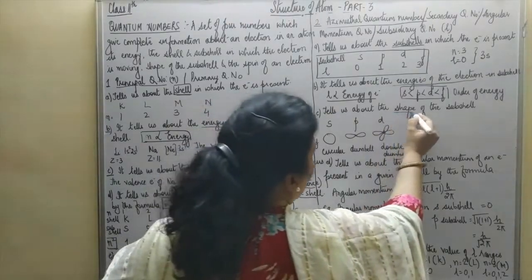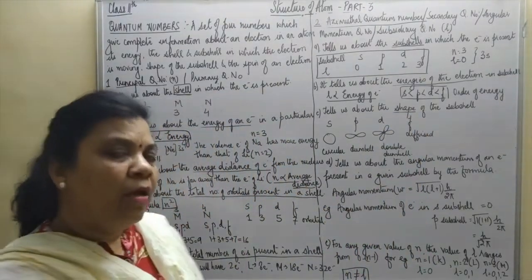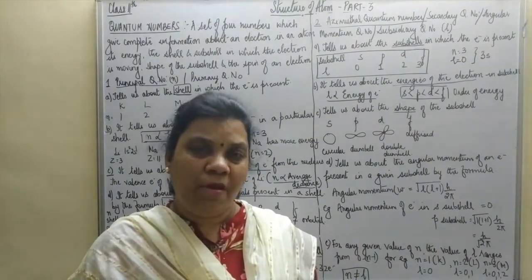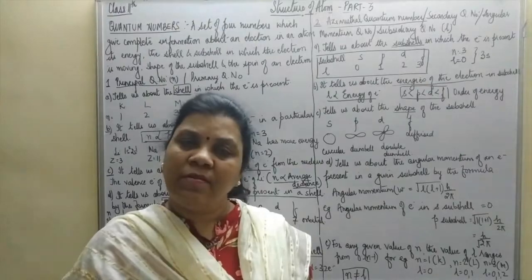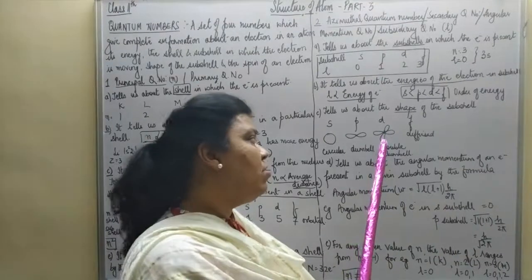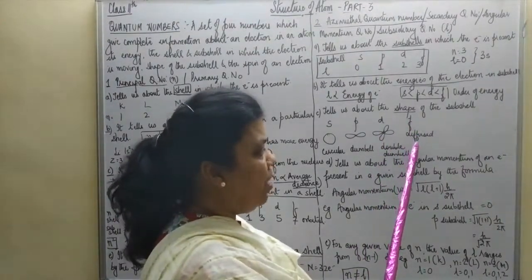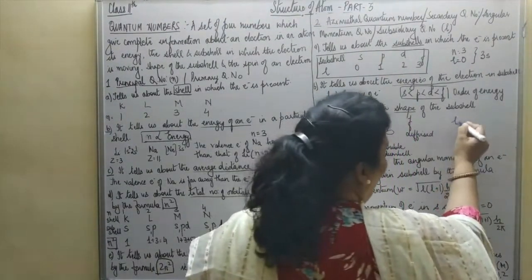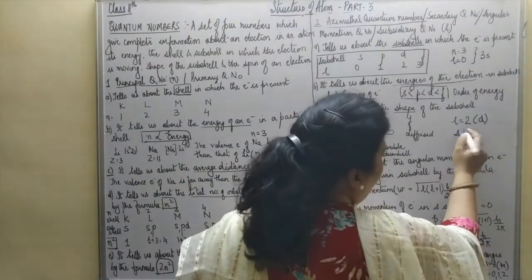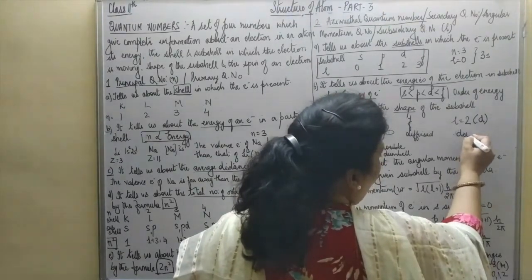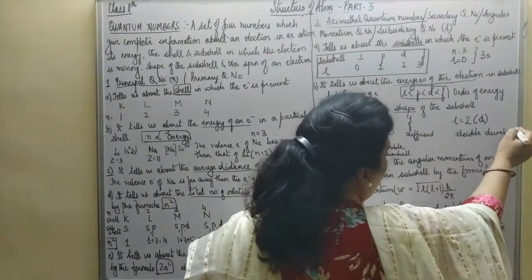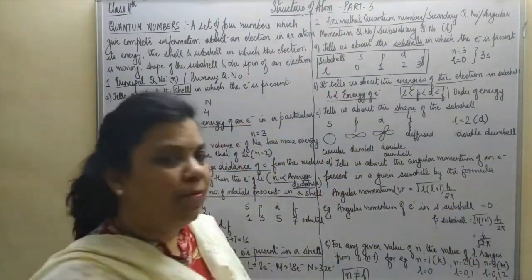Number 3 tells us about the shape of the subshell. Remember, every subshell has a definite shape. S is spherical or circular in shape, P is dumbbell in shape, D is double dumbbell in shape, and F has a diffuse geometry. So, if I say L equals 2, then I am talking of the D subshell. What shape clicks to your mind? The shape which clicks to our mind is double dumbbell, because the shape of the D subshell is double dumbbell.